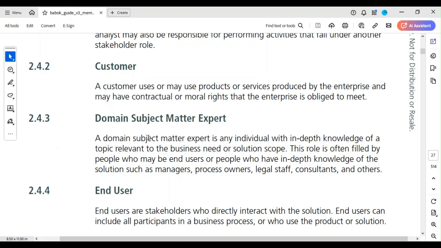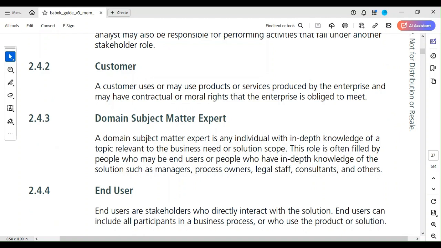Customer. A customer uses or may use products or services produced by the enterprise and may have contractual or moral rights that the enterprise is obliged to meet. Please, it is good to have these definitions at your fingertips, because when you are answering all those online simulators, they bring this in, they make it real life. They put it in a story form or in your use case, and they make you answer all those questions. But the thing is, when you know the definition and you understand the stakeholder, you are able to answer those questions.